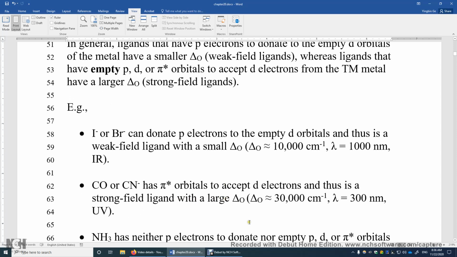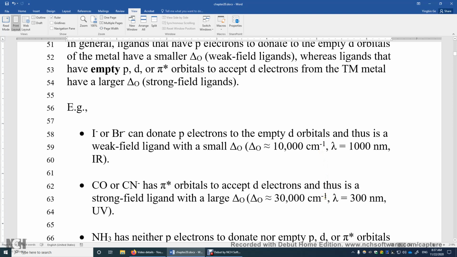Now let's look at the numbers. Delta O, in this case, the weak field ligand, is roughly 10,000 wave numbers, in units of inverse centimeters. Strong field ligand, delta O is 30,000 wave numbers. So you may find the use of wave numbers here. One wave number is one per centimeter. You may find the use of this unit strange.